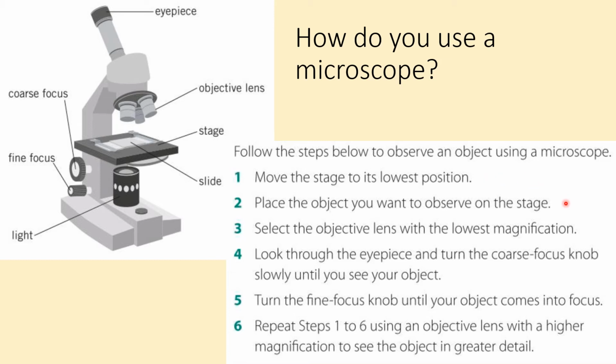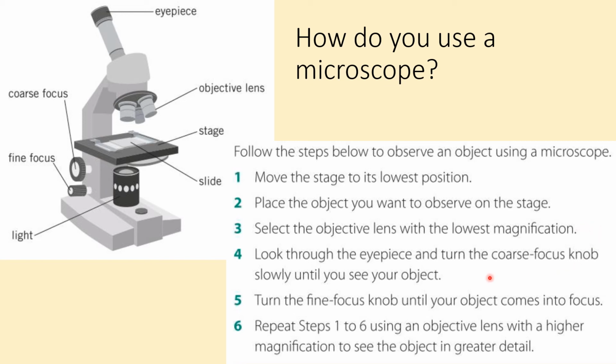Then, number 2, place the object you want to observe on the stage. Number 3, select the objective lens with the lowest magnification. This is a really key point because you have to get the object in the right place, which is quite tricky. And that's much easier to do with the lowest magnification, and it's much easier to focus on the object using the lowest magnification first. So that is a key point that they'll pick up on on exam papers.